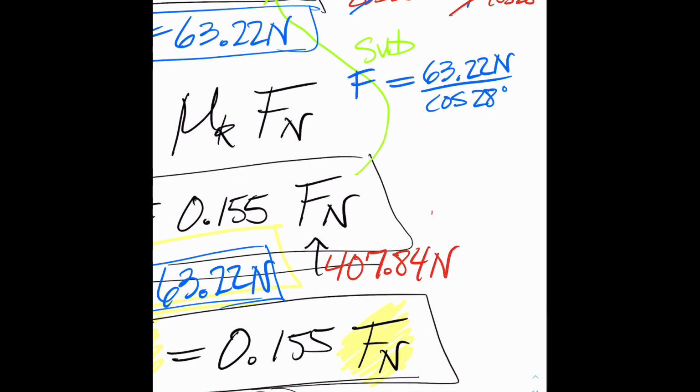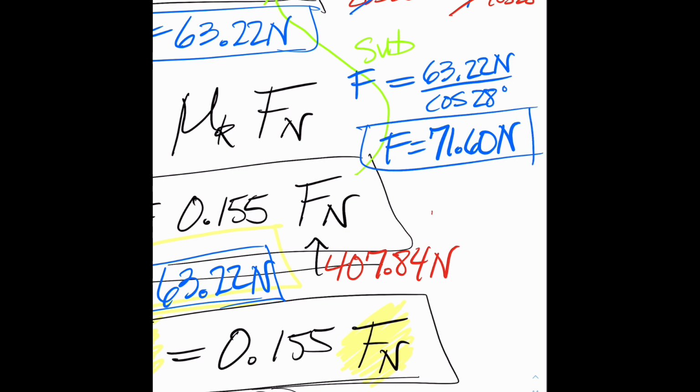All right, let's go ahead and plug that in our calculator, making sure we're in degrees, not in radians. I'm getting 71.60. And units are newtons, of course. All right, so this is our answer to part D.